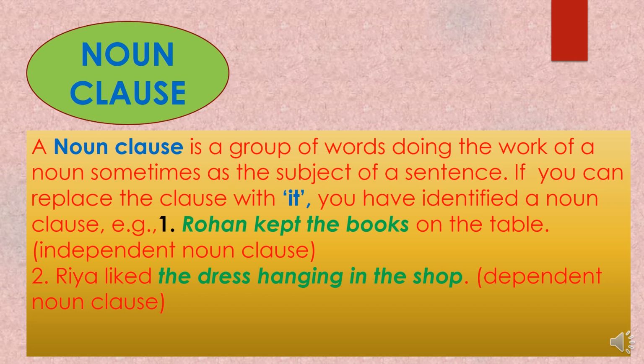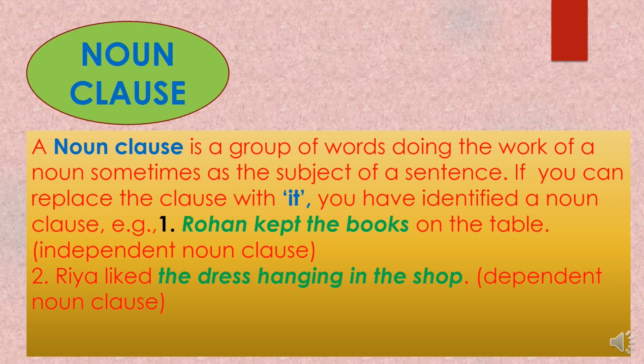A noun clause is a group of words doing the work of a noun, sometimes as the subject of a sentence. You all know what the subject is. If you can replace the clause with "it", which is a pronoun, then it is a noun clause. You have identified a noun clause if you are able to replace the clause with "it".